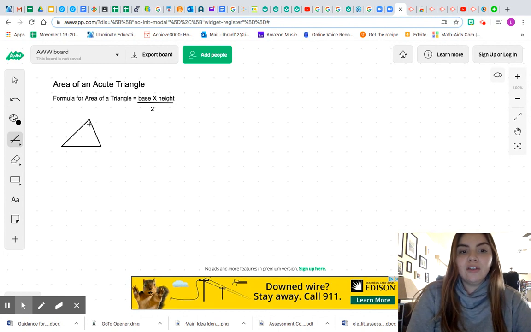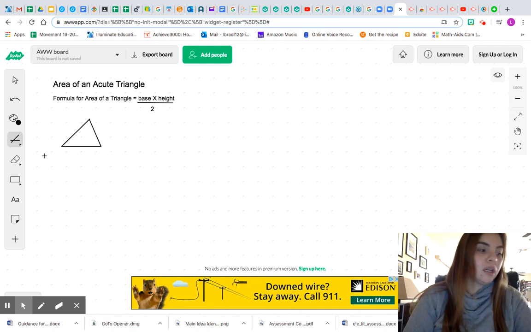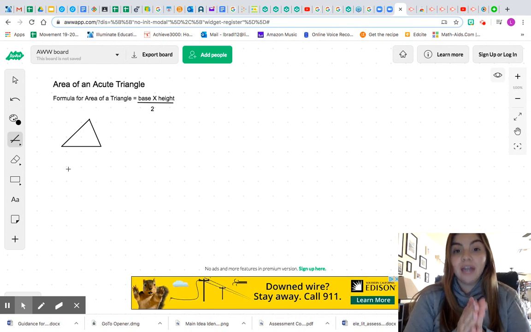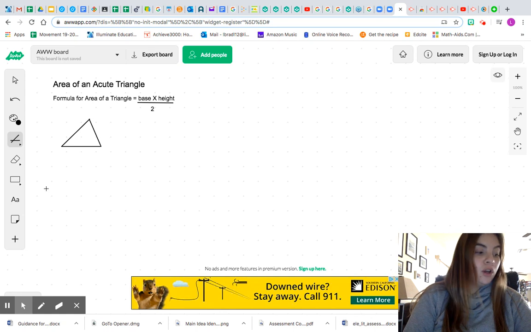You can see that here. This one's not quite 90 degrees. This one's less than that 90 degrees. They don't meet at a perfect corner. With this, you're going to do something that's very similar, and you still need to use the height. So you're still going to use that formula that's up here, which is the base times the height divided by 2.